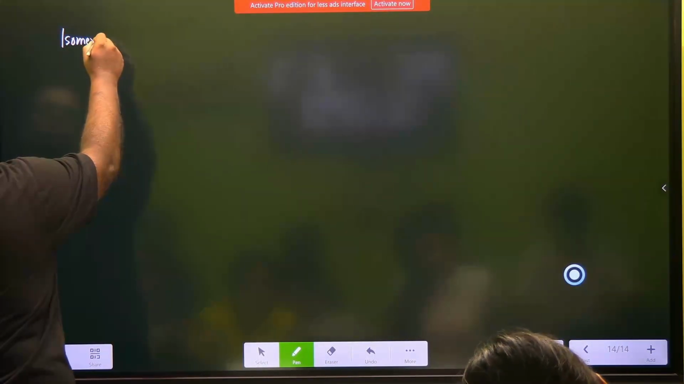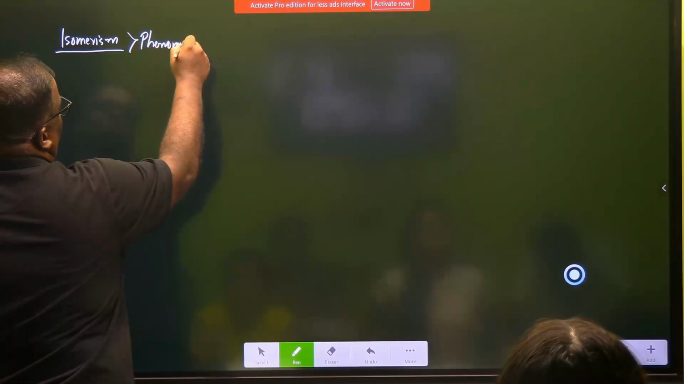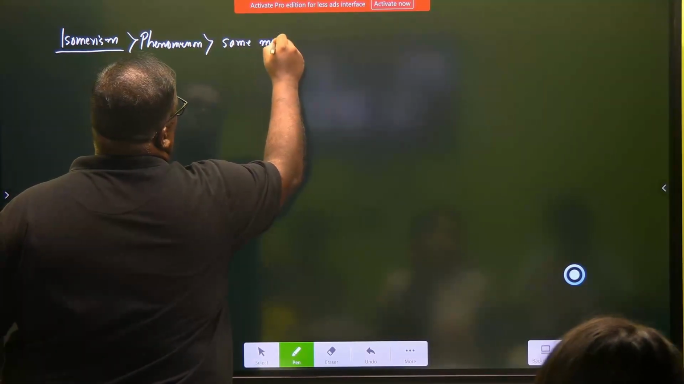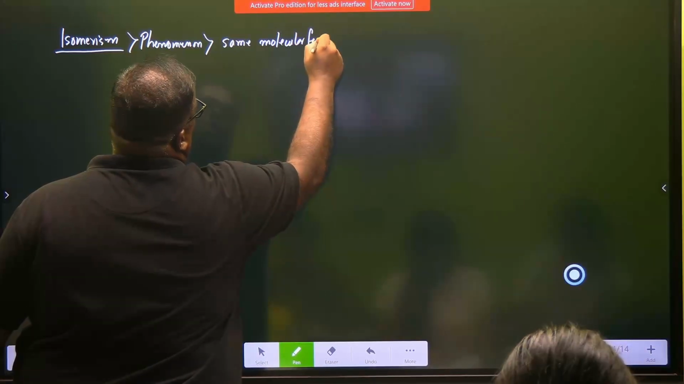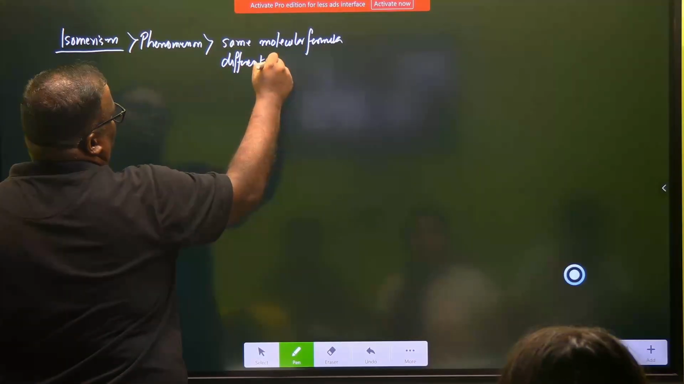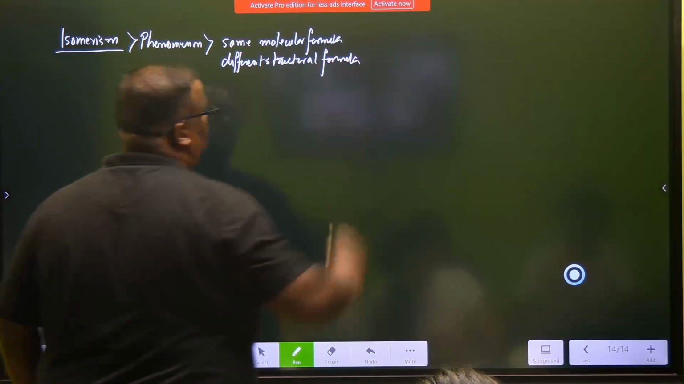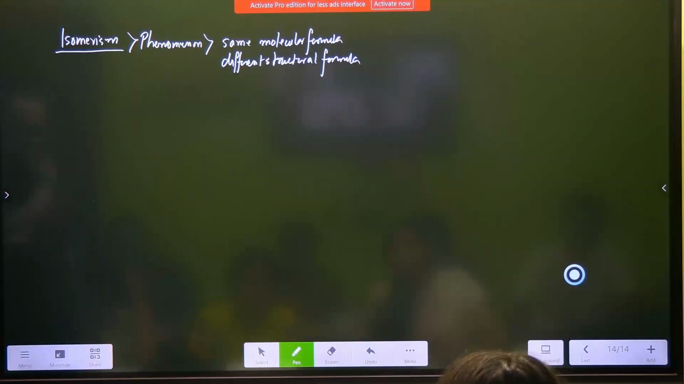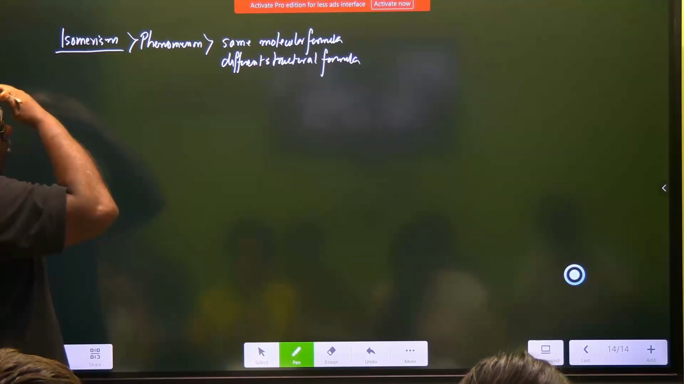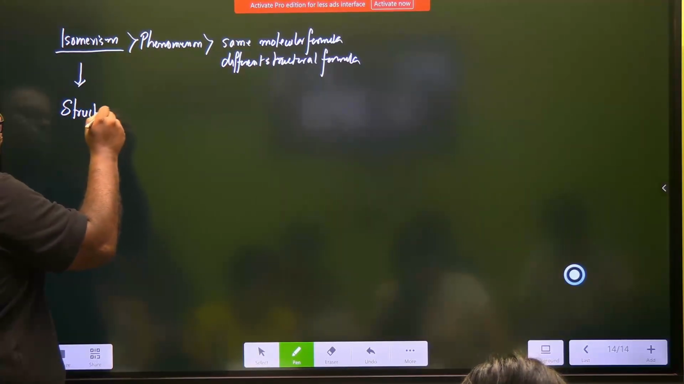Isomerism is, children, a phenomenon due to which you can have the same molecular formula but different structural formula. Is this understood? This type of isomerism which you are studying in grade 10 is a very basic level of isomerism, because when you are talking about only structural formula difference, such isomerism is actually known as structural isomerism.